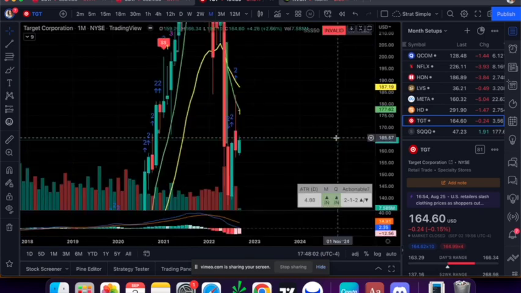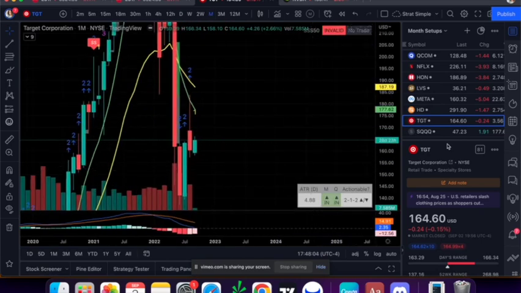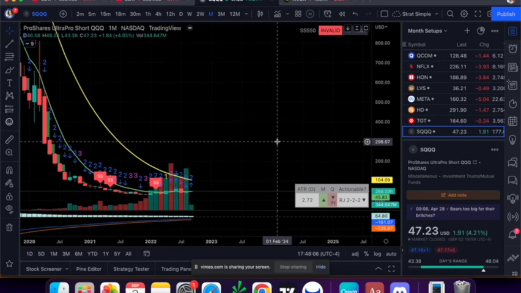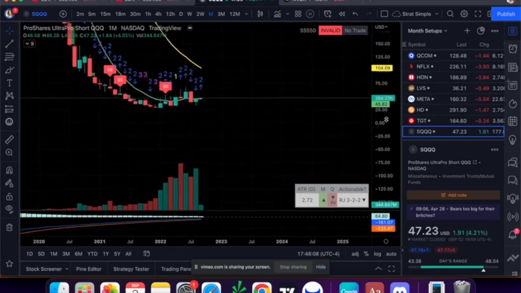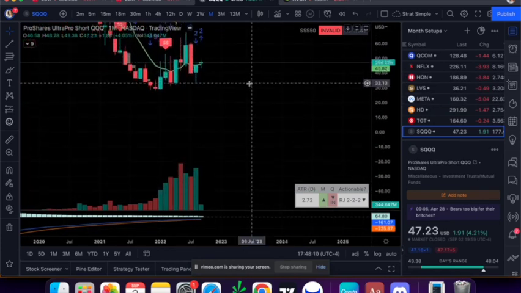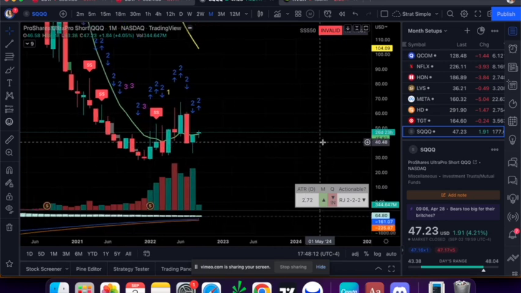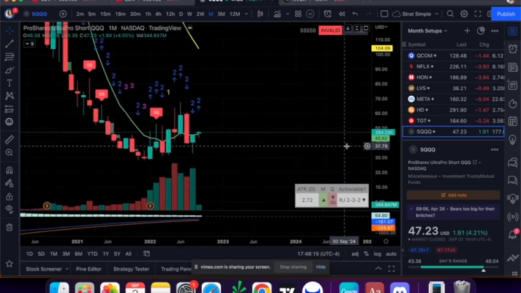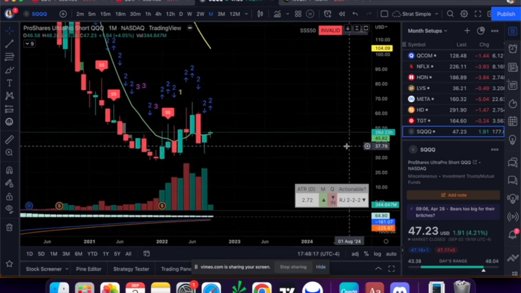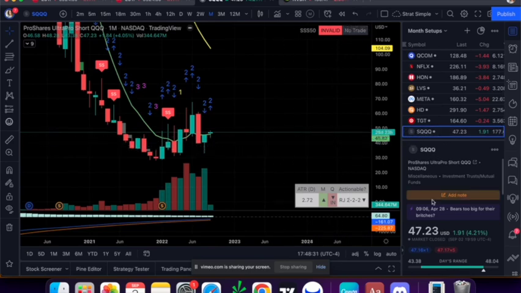And then lastly, I wanted to point out something. The inverse to QQQ. Say you don't really like playing puts, or you're a little hesitant playing puts right now. You can always play the inverses and play calls. So if you see that QQQ is falling, then SQQQ is going up, and it's cheaper.